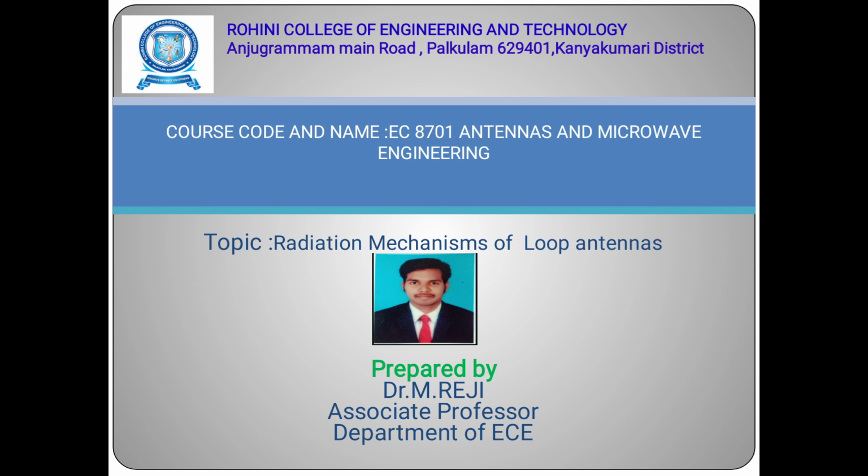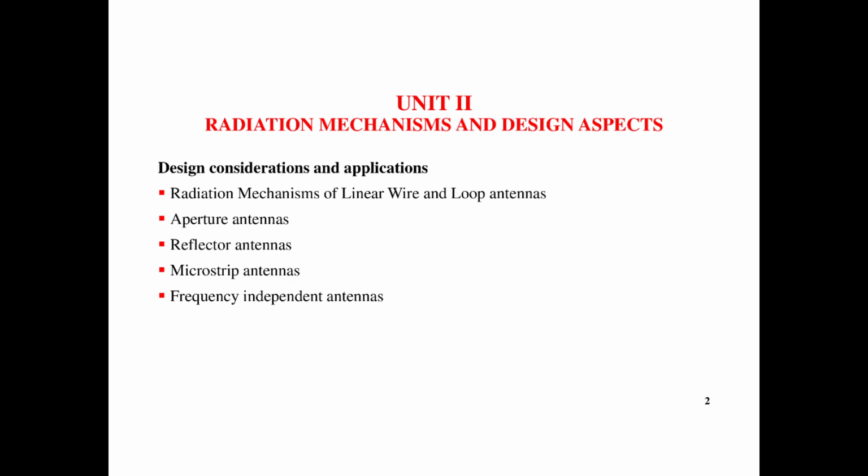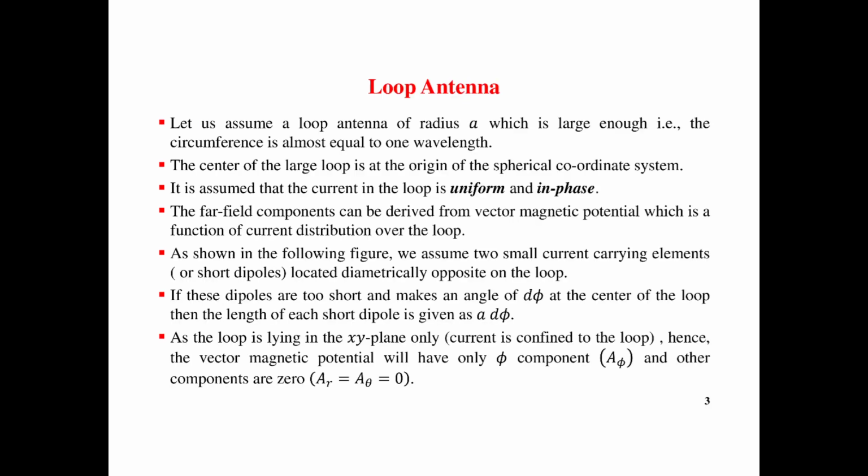Today in this session we are going to discuss the radiation mechanism of loop antenna. On completion, students will be able to define loop antenna, gain, bandwidth, and directivity of loop antenna. In the second unit, radiation mechanism, we will consider the radiation mechanism of linear wire and loop antenna, aperture antenna, reflector antenna, microstrip antenna, and frequency independent antenna.